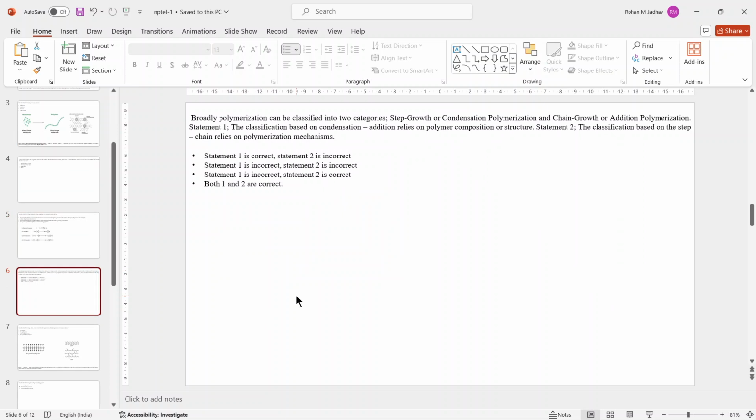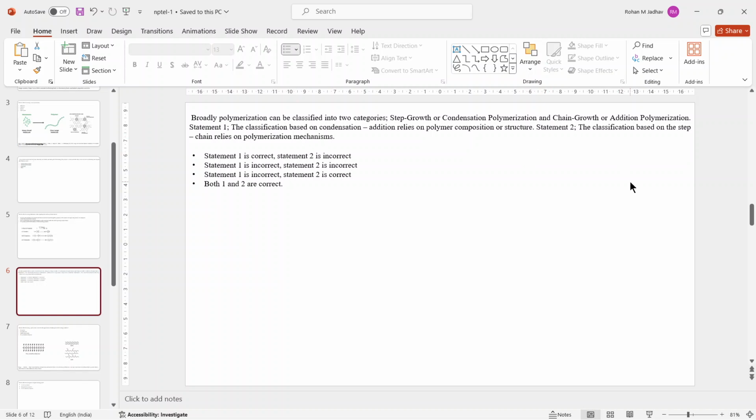Next, we have: broad polymerization can be classified into two categories, step growth or condensation polymerization, and chain growth or addition polymerization. And the statement based on that definition is that classification based on condensation, addition relies on polymer composition or structure. That is true, because to have a condensation polymerization reaction, you need to have a condensate form. Basically, that is the H2O, which separates out during the polymerization reaction. But for the H2O to separate out, you need to know what kind of polymer composition or structure your polymer has and what kind of polymerization reaction it undergoes.